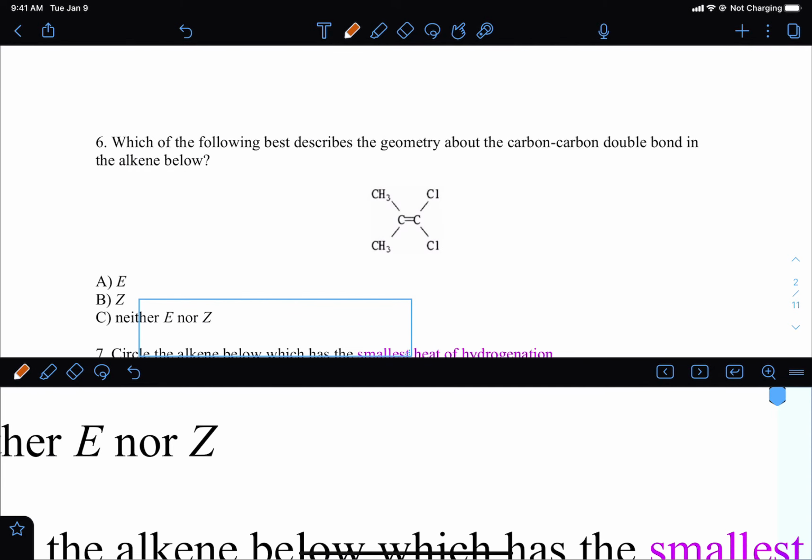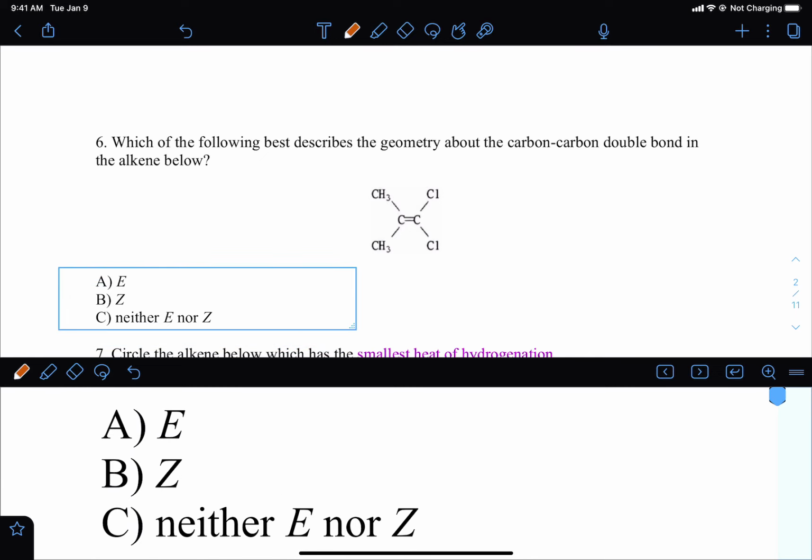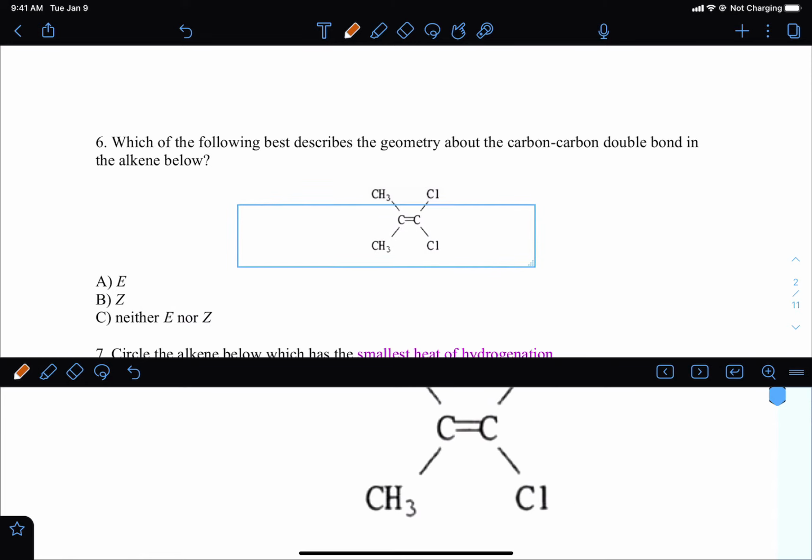All right, question 6. Which of the following best describes the geometry about the carbon-carbon double bond? So here we're using a slightly more precise notation. Cis and trans, like I said before, gives us a description of the relative position of two groups across a double bond. We can say they're cis to each other, or we can say a methyl and a chlorine are trans to each other. It's a relative designation. E and Z, we get a little bit more precise.